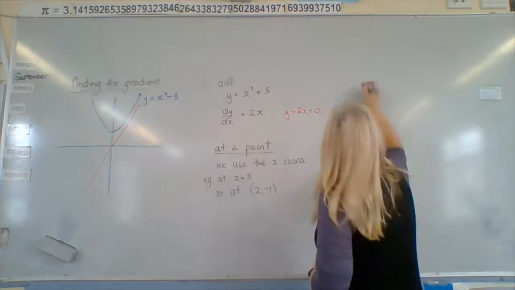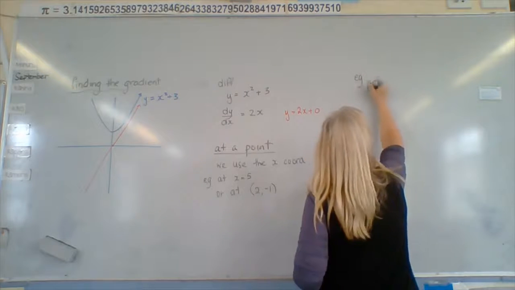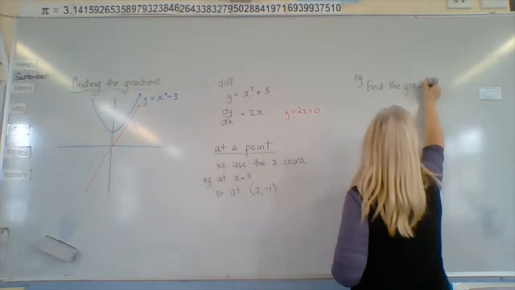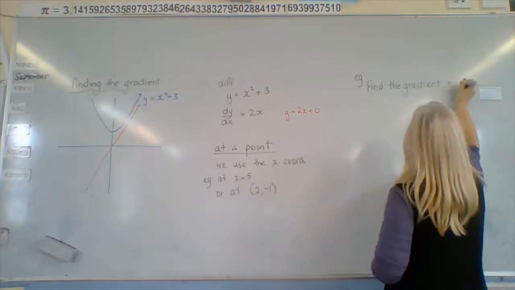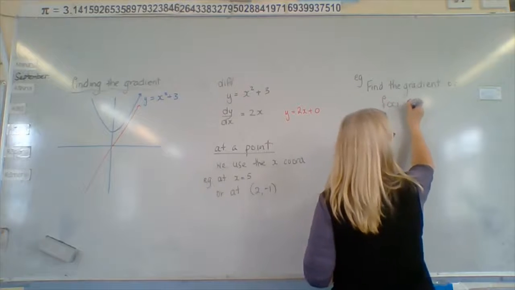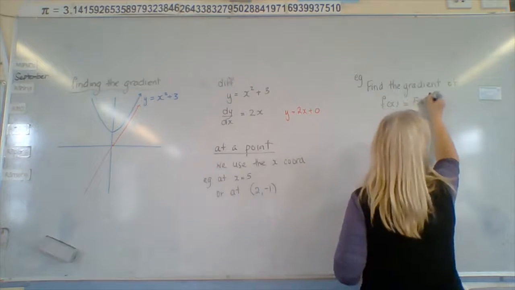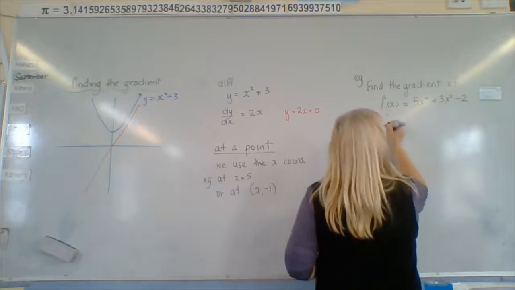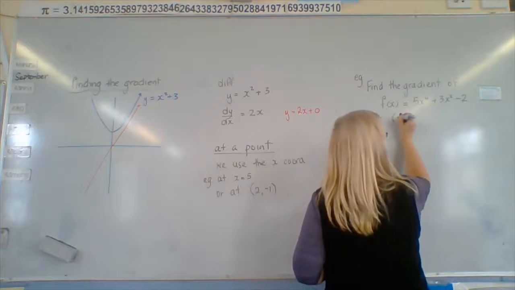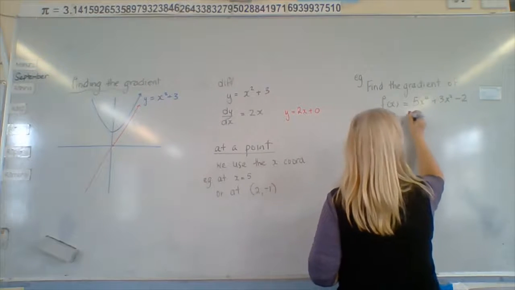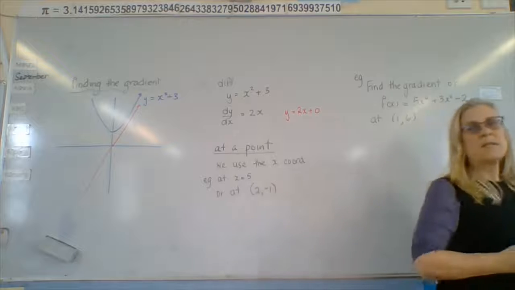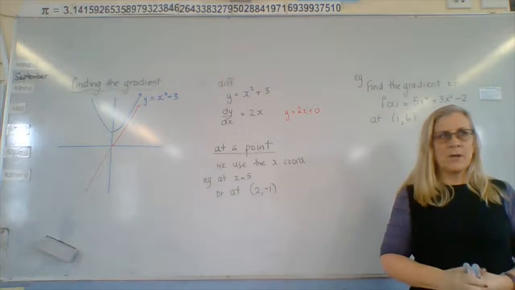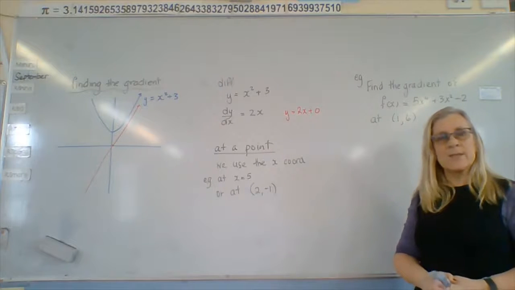All right? So what does the question look like? Find the gradient of f of x equals 5x to the power 4 plus 3x squared minus 2 at 1, 6. All right. So the point 1, 6 is on this curve. How do I know it's on this curve? What do I do to find out that 1, 6 is on this curve?